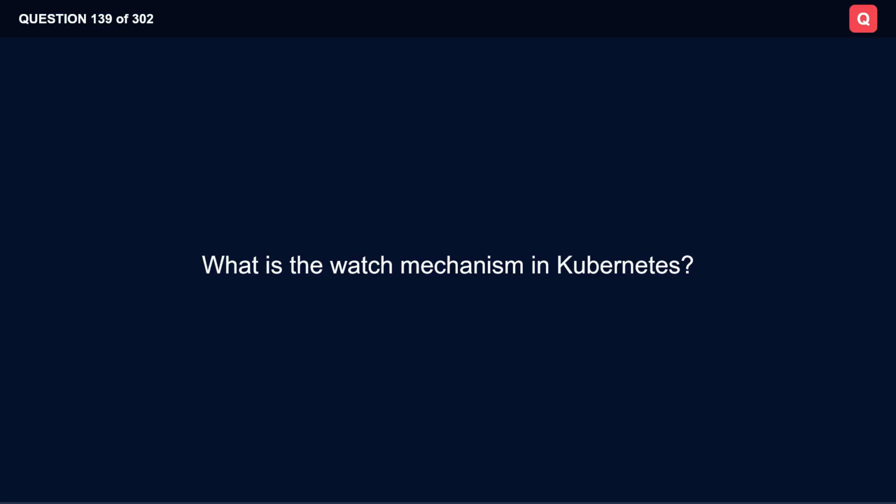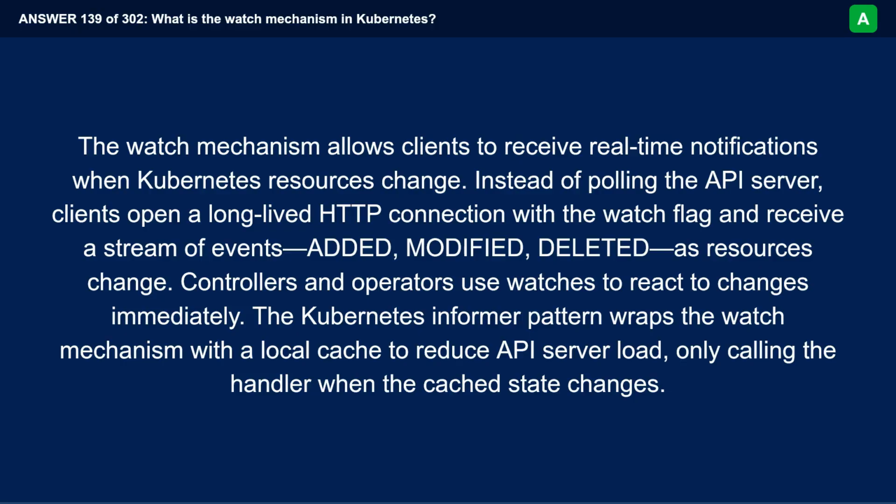What is the watch mechanism in Kubernetes? The watch mechanism allows clients to receive real-time notifications when Kubernetes resources change. Instead of polling the API server, clients open a long-lived HTTP connection with the watch flag and receive a stream of events: ADDED, MODIFIED, DELETED as resources change. Controllers and operators use watches to react to changes immediately. The Kubernetes informer pattern wraps the watch mechanism with a local cache to reduce API server load, only calling the handler when the cached state changes.